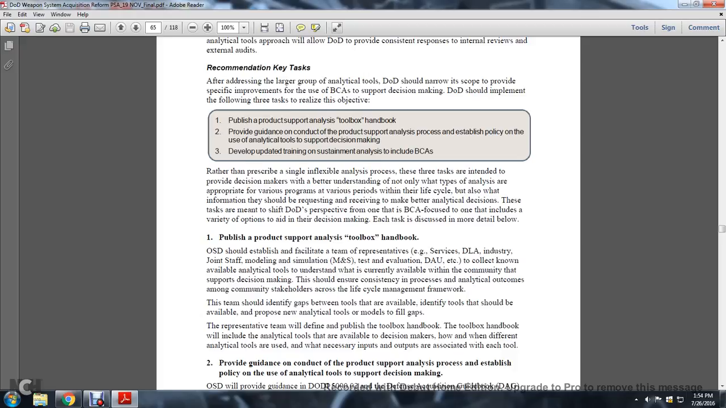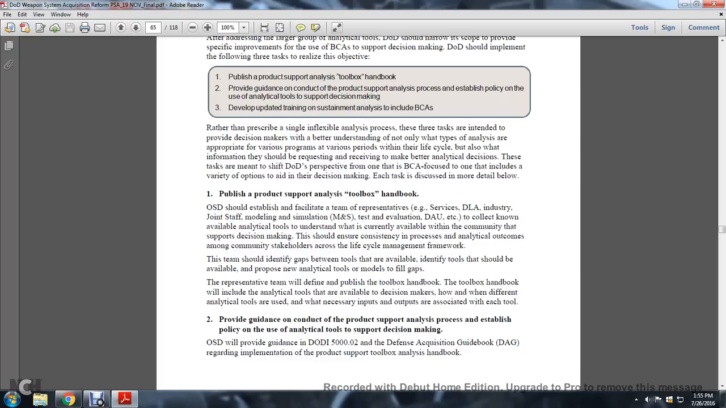The team should identify the tools and their availability, and which tools should be available. It should propose new analytical tools and modify existing ones to fill gaps. The representative team will define and publish the toolbox handbook. The handbook will include the analytical tools that are available for decision making, how the different analytical tools are used, and what inputs and outputs are associated with each tool. It will provide guidance on the conduct of the product support analysis process and establish policy for using analytical tools to support decision making.